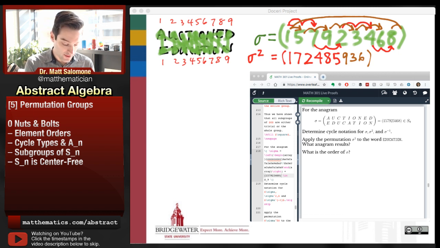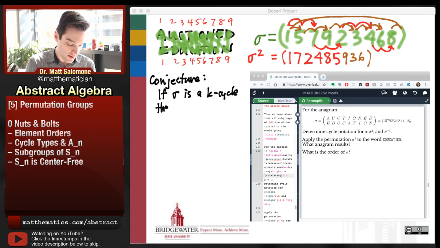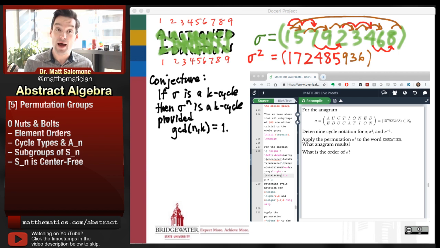So I'm going to write that observation down as a conjecture. And that conjecture is that if sigma is, let's say, a k cycle, then sigma to the n is a k cycle, provided n and k are relatively prime. So provided the GCD of n with k is equal to 1. So in this example, k was 9, we had a 9 cycle. n was 2, we were looking for the second power.